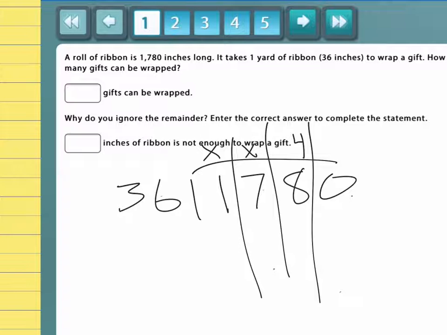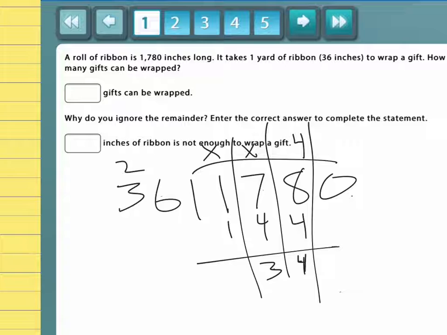4 times 6 is 24. And 4 times 3 is 12, plus 2 is 14. So the difference here turns out to be 34. So my estimate was appropriate. It was a good estimate. It wasn't under or over.